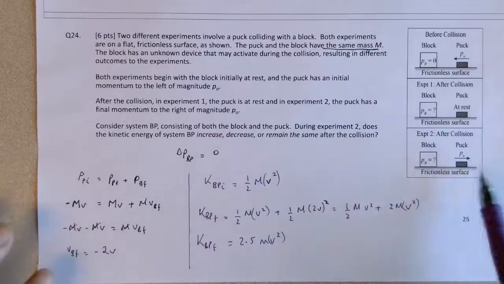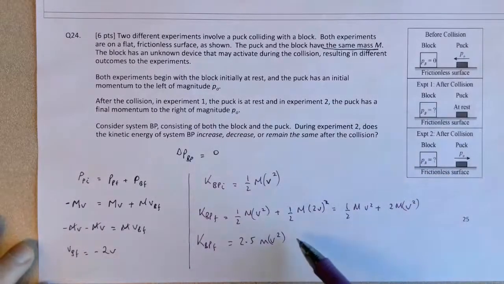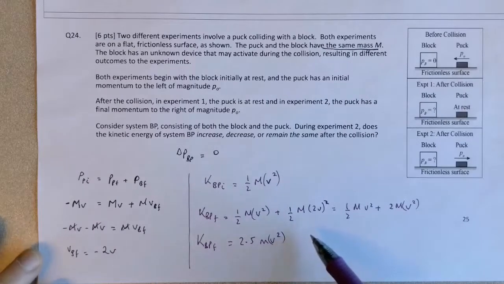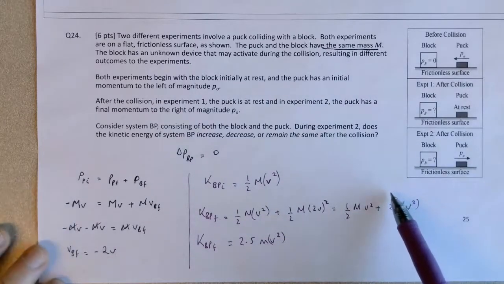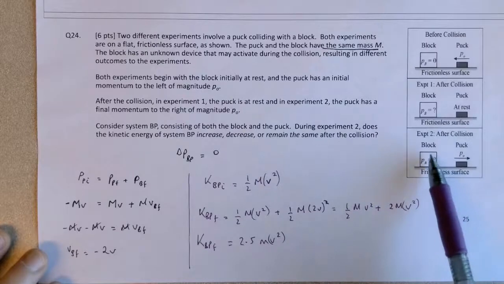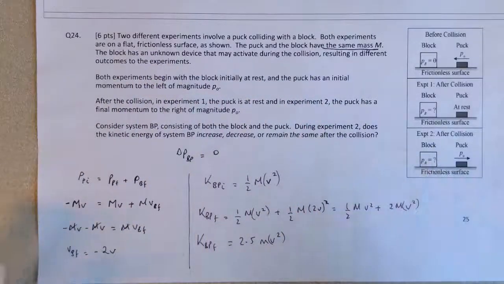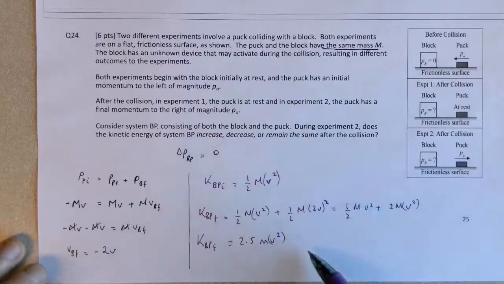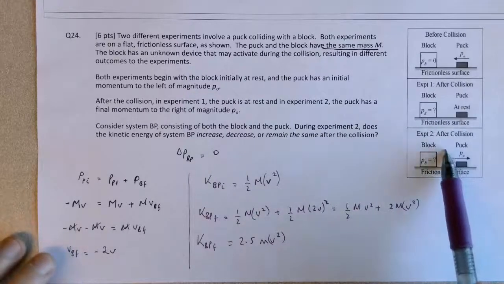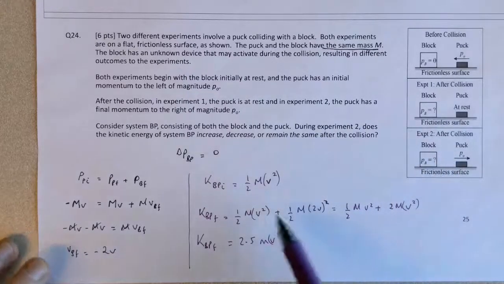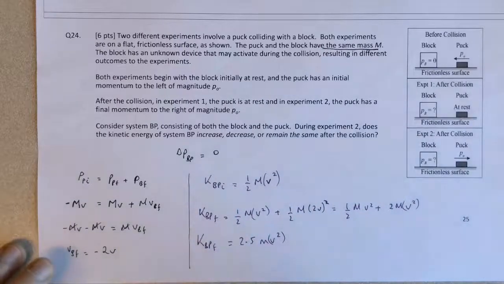Which means, in a sense, we haven't suddenly created any energy in the situation, and the mechanical energy is still conserved, but there has to be some stored energy, and this device could be something like a coiled spring. We consider that a super elastic collision, where the final kinetic energy is larger than the initial kinetic energy.